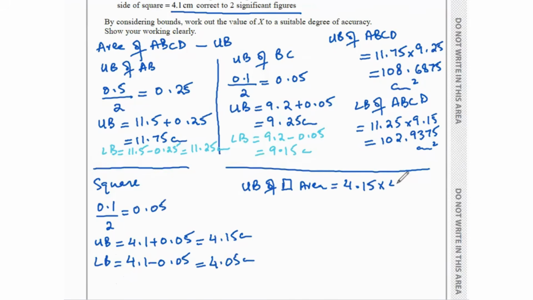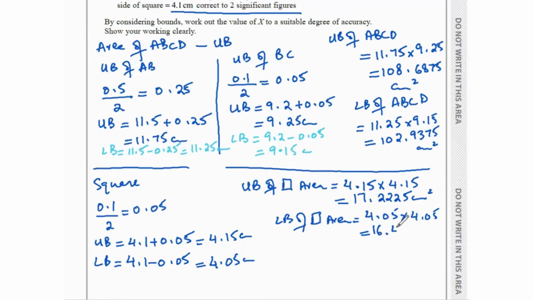4.15 times 4.15, which equals 17.2225 centimeters square. And lower bound of square area is going to be 4.05 times 4.05. That equals 16.4025 centimeters square.